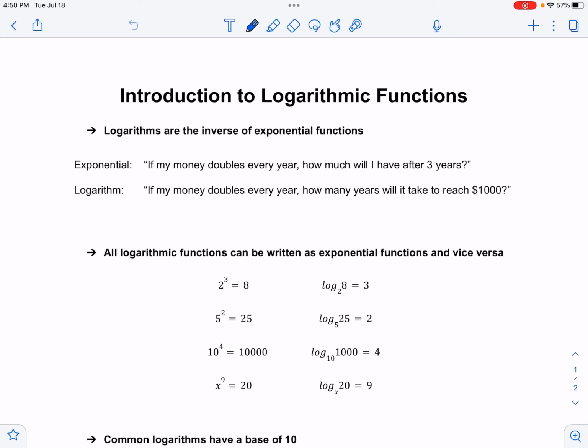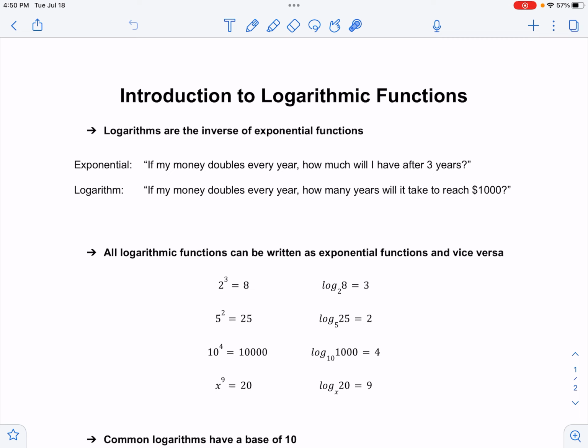All right, welcome to logarithmic functions. In this video, we're very briefly going to be talking about what a logarithmic function is as compared to exponential. So logarithms are the inverse of exponential functions. Hopefully you are very familiar with exponentials.